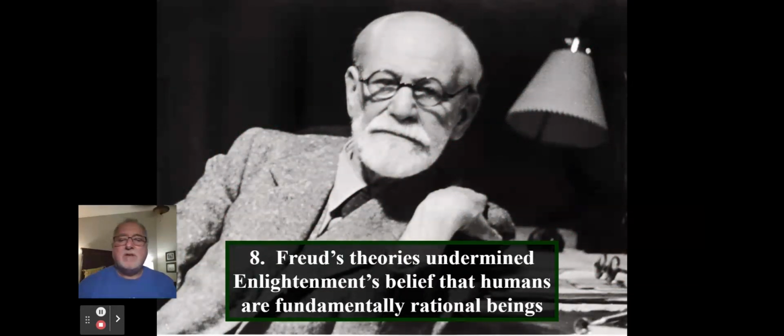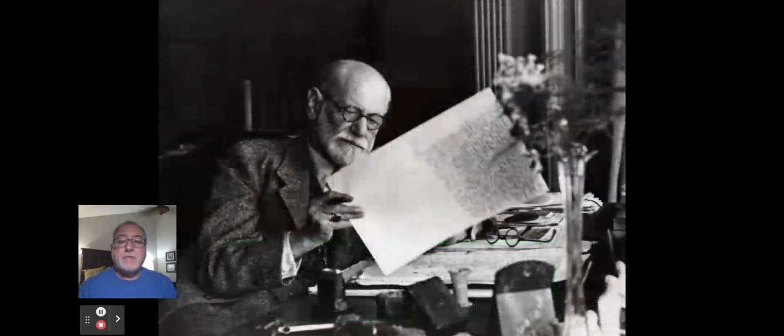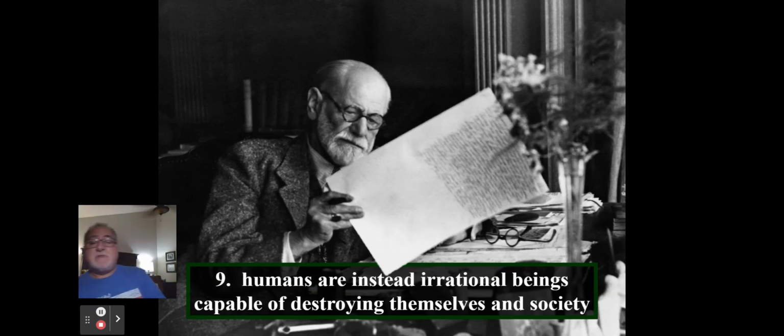Freud's theories undermine the Enlightenment belief that we were rational. According to Freud, we are irrational beings, and we work at rational thoughts and rational behaviors, but biologically, at our core, we are not. Humans are instead irrational beings capable of destroying themselves and society. Again, this is 180 degrees out of phase from the "we are rational, we can work it out" mentality of the Enlightenment.